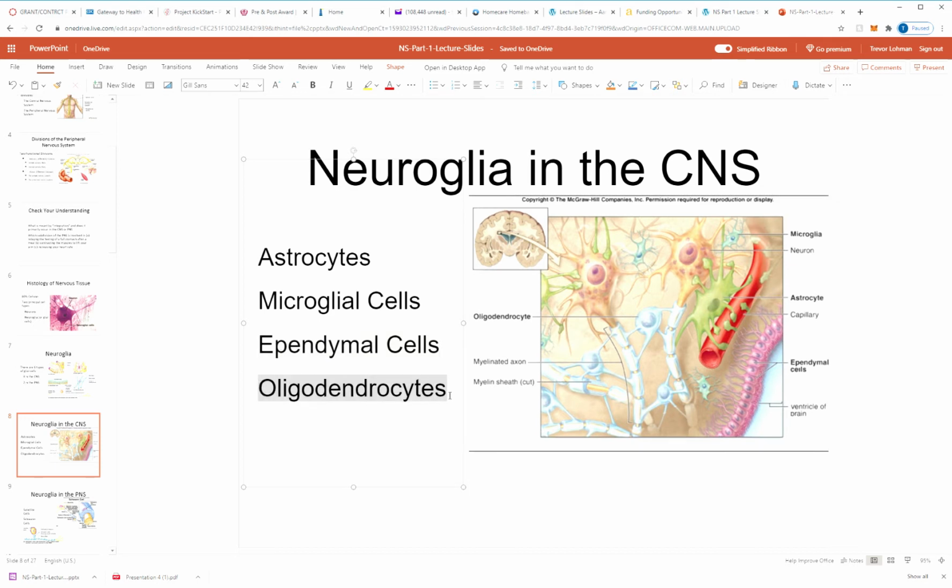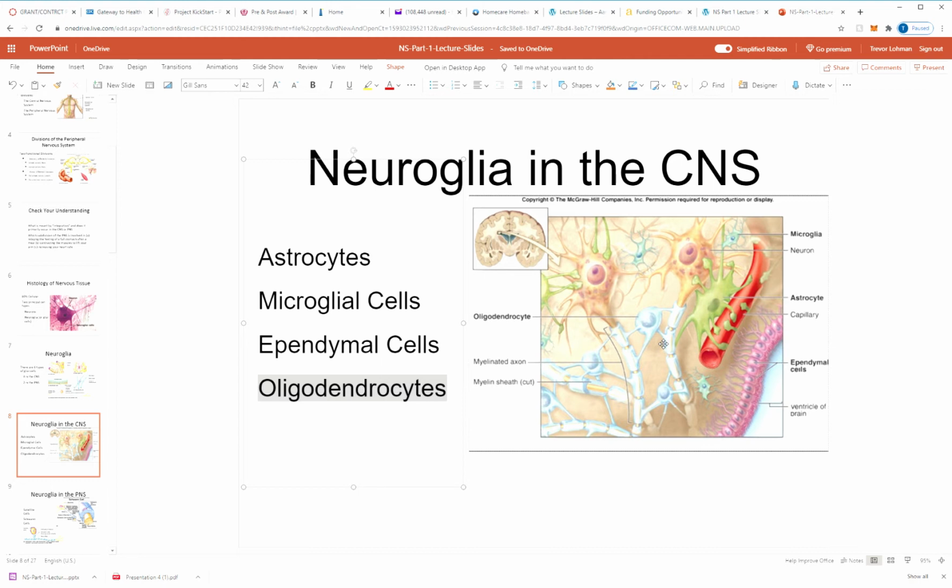And then the last one here has a great name, oligodendrocytes. So oligo basically just means a few. Dendro is a branch or tree, I think it's a branch, and cyte is a cell. So this is a cell with a few branches. And if you look at the picture, that fits. So there it is in white.